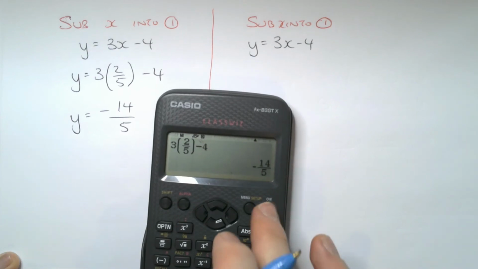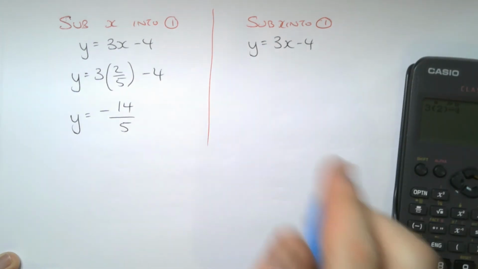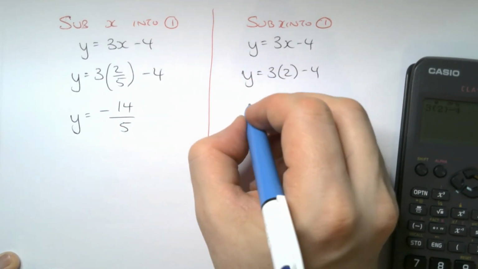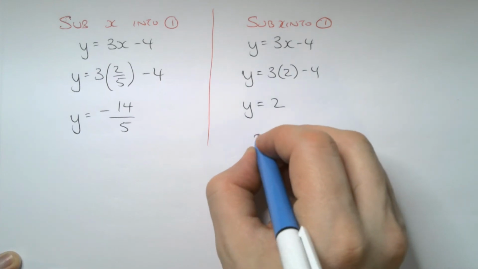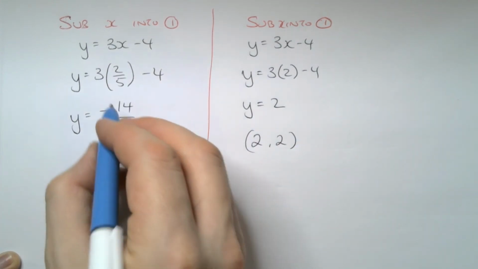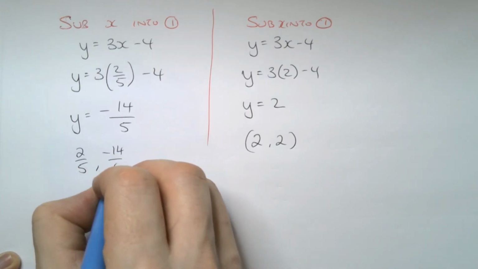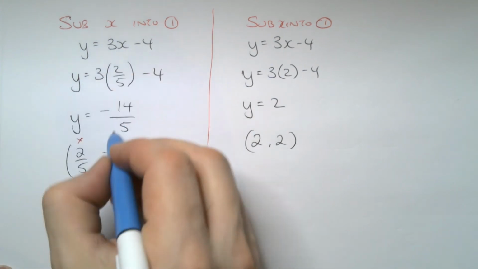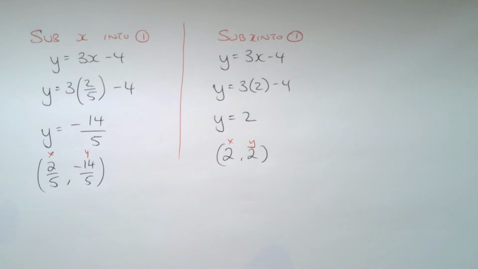For this one, I'm going to say 3 bracket, and my other answer I got previously was x being 2, take away 4. I will write this down to show what I'm doing: 3 by 2 minus 4. And I say that y is 2. So my answers here are 2, 2, and 2 over 5, comma, minus 14 over 5. Always remember your x value first, then your y value when you're writing a coordinate. Now, we're technically done. We have the two answers.